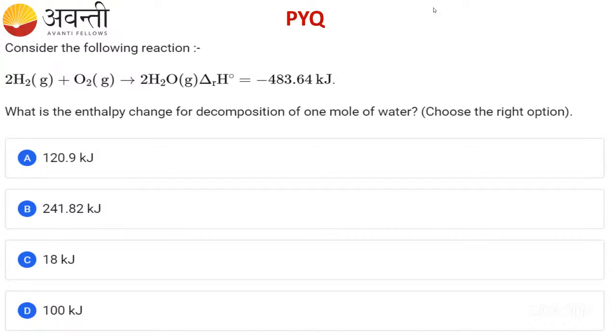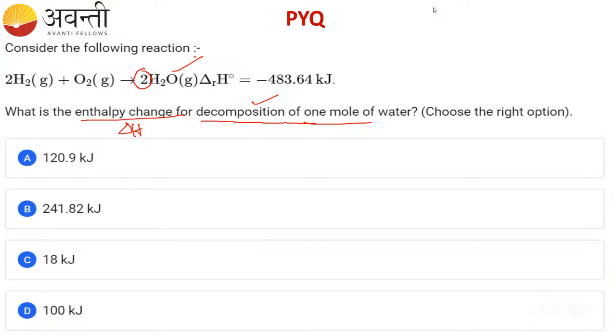What is the enthalpy change for decomposition of 1 mole of water? So what are we asked to find out? The delta H, the change in enthalpy for decomposition of 1 mole of water. We have the reaction for the formation of 2 moles of water. We have to find out the enthalpy change for decomposition of 1 mole. So this is formation, and we have to find out for decomposition.